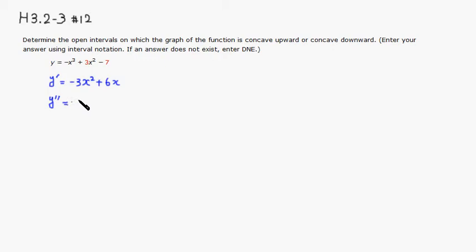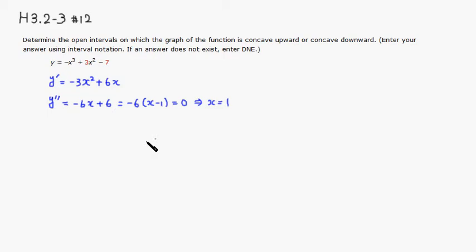So y double prime is negative 2 times negative 3 is 6, negative 6 x plus 6. Since negative 6 is in common, I'll take negative 6 out. Then you see that you have x minus 1, and I'm going to set that equal to 0. So x equals 1, where the second derivative is 0.